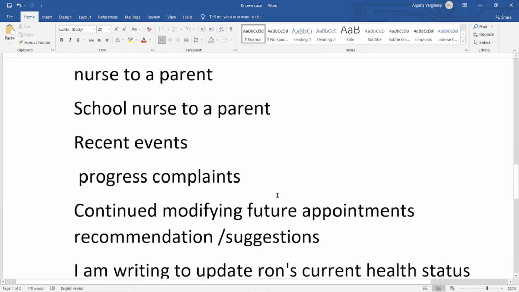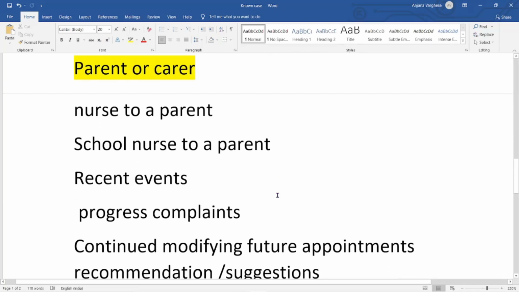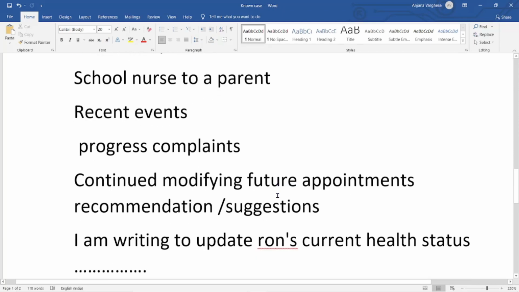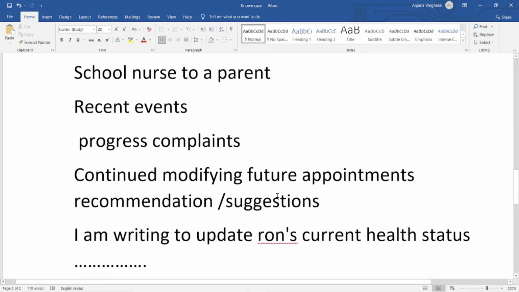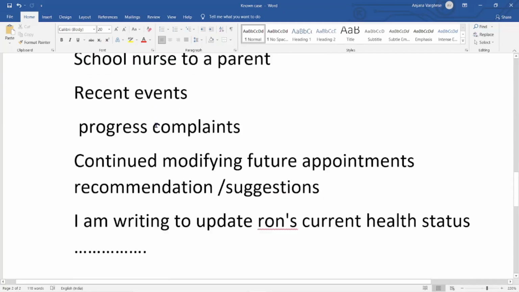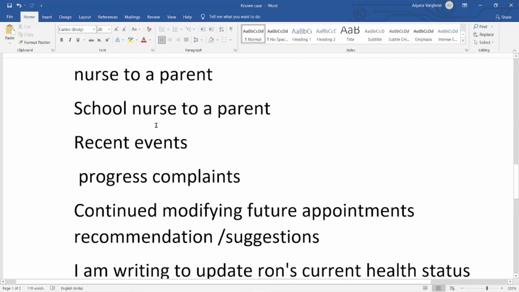Now comes parent or carer. Sometimes other known cases are a nurse writing to a parent, such as a school nurse to a parent. Whenever a nurse writes to a parent, it is considered a known case. So here also explain the same thing: the recent update, any later complaints, any future appointments, any recommendations. It's the same thing mentioned in a different way.